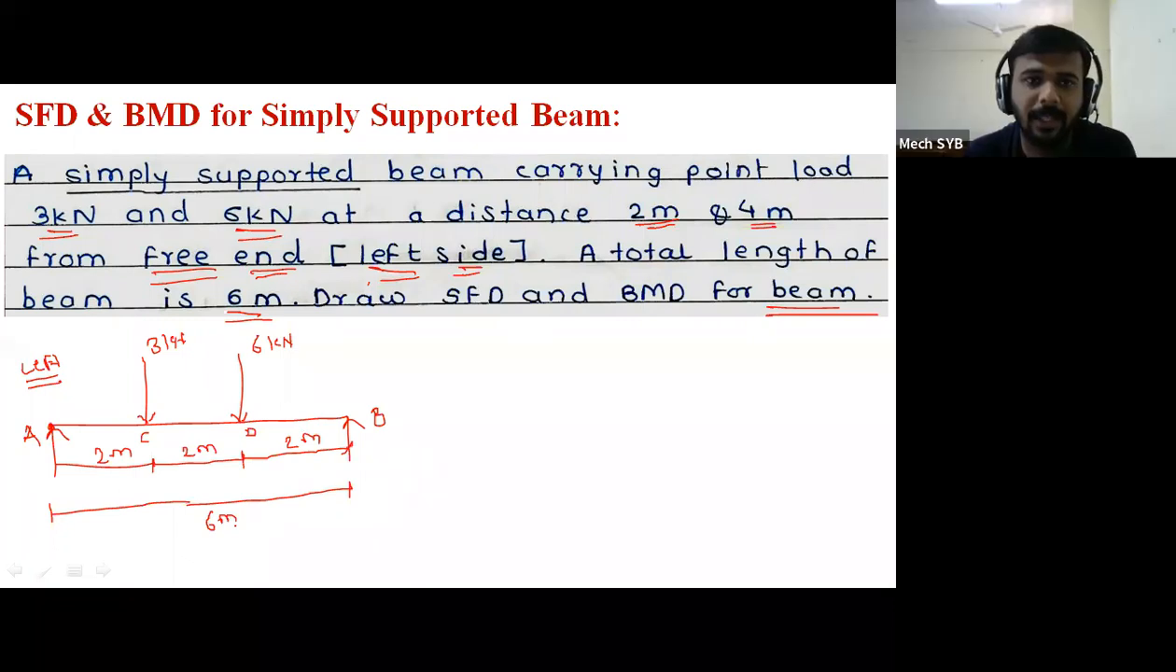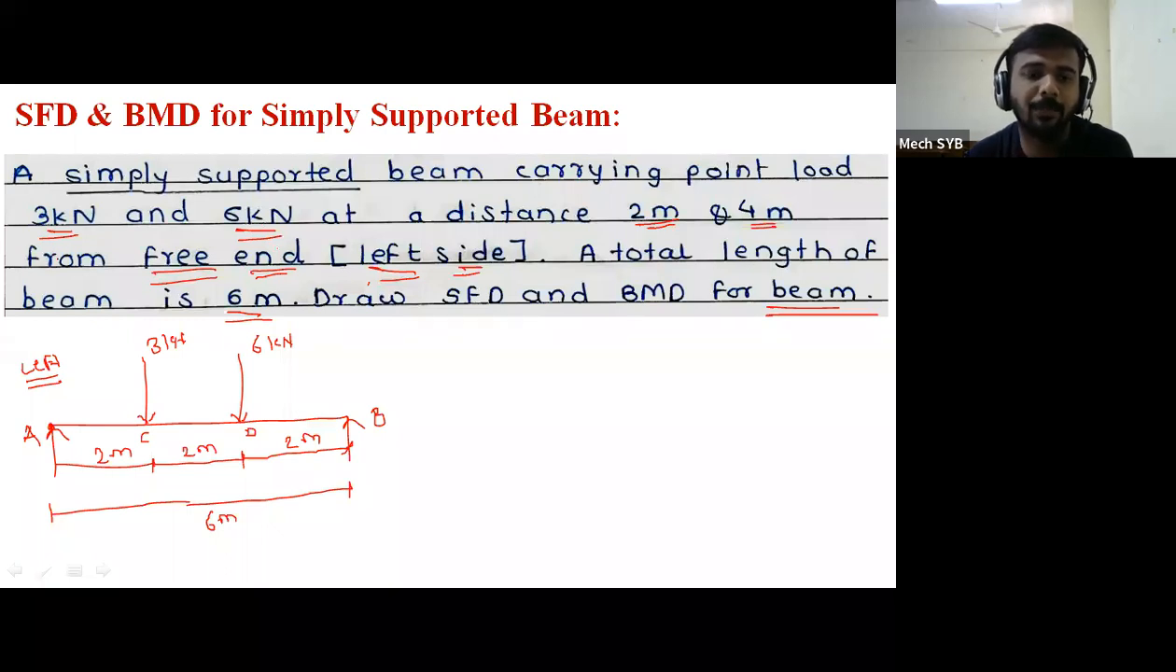See, a simply supported beam carrying point loads. One point load is 3 kilonewton. Another point load is 6 kilonewton. So the 3 kilonewton point load is applied at 2 meter from the left side, which means the distance between point A and C is 2 meter. Okay. Then the second point load of 6 kilonewton, that is also a 6 kilonewton point load, is at a distance of 4 meter from the left side.